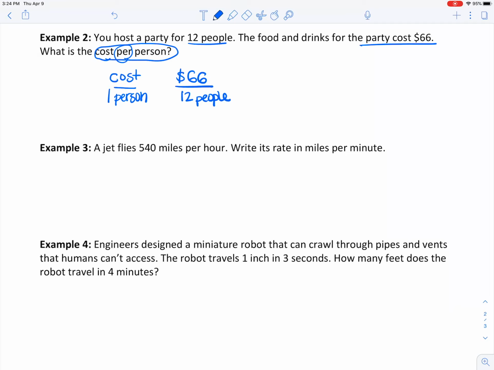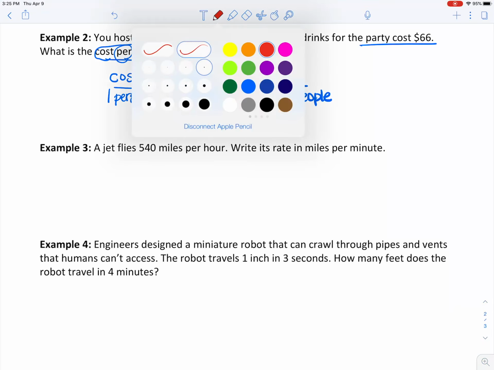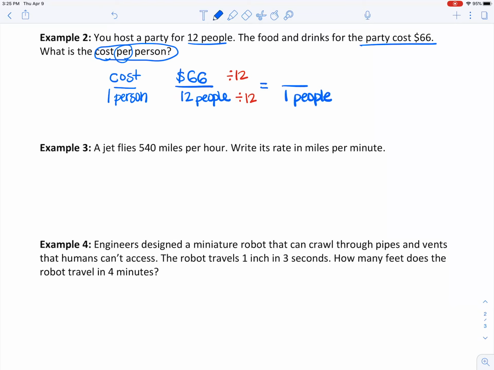That means for every one person. So basically what this means here is I need to get this fraction so that there's one person on the bottom. So what can I do to 12 to change it into 1? What can I divide 12 by? Well, 12 divided by 12 is 1. So if I divide the bottom by 12, I also have to divide the top by 12.